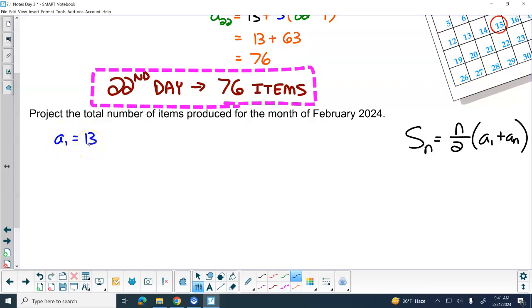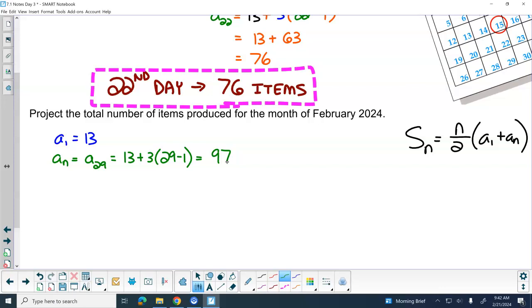I need the last term, which is actually going to be the 29th term, which means I've got to go A sub 1, which was 13, plus 3 times 29 minus 1. I've got to use that rule to find that one. 29 minus 1 is 28. 28 times 3 is 84. Yep. 84 plus 13 is 97.